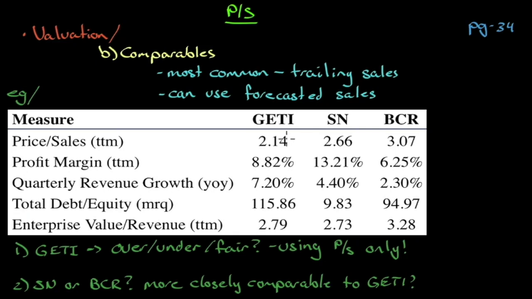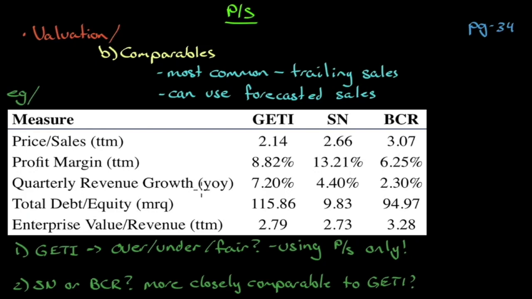The next question says SN or BCR more closely comparable to GETI. Which one would you say? SN or BCR is more comparable to GETI? Okay, well, let's have a look at what we have here. We have our profit margin, and remember now our price to sales is driven by that. 8.8, 13.2, 6.25. So GETI has a higher profit margin than BCR. We would have expected it to have a lower profit margin, so SN appears to hold that relationship, but BCR doesn't.